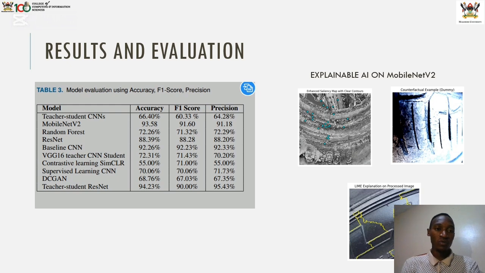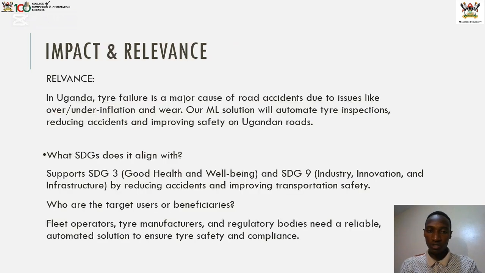We have models 1 to 10 of them. MobileNetV2 has the highest accuracy of 93.58, and contrastive learning has the lowest, which is 55. On the other side, we have the explainable AI, the MobileViT, and we tested the different aspects of saliency maps, counterfactual, and then LIME explanation, sorry.